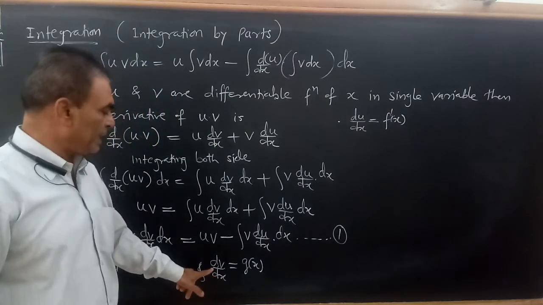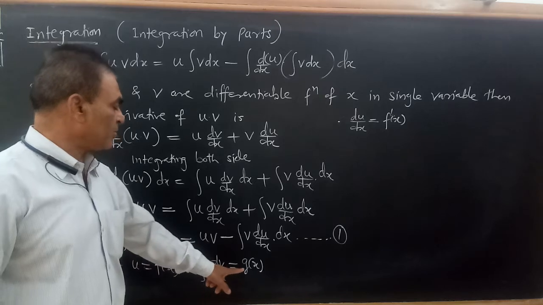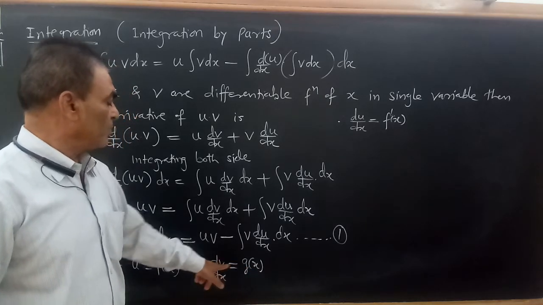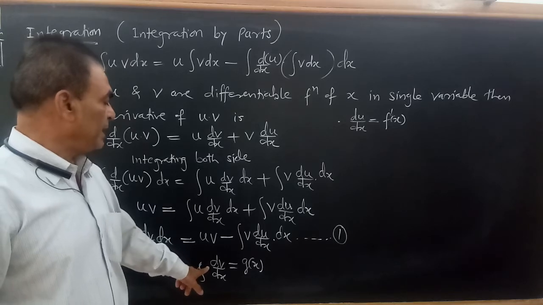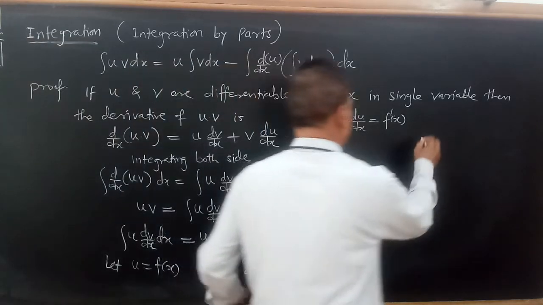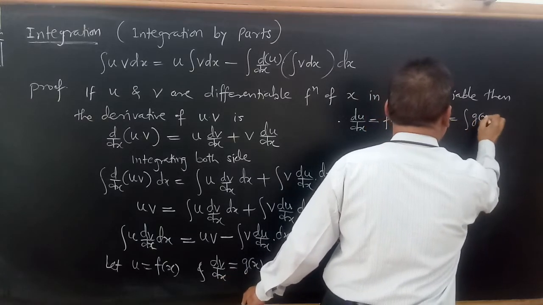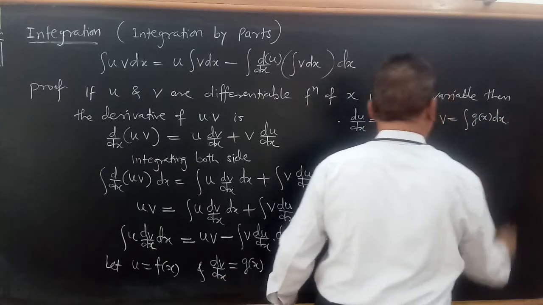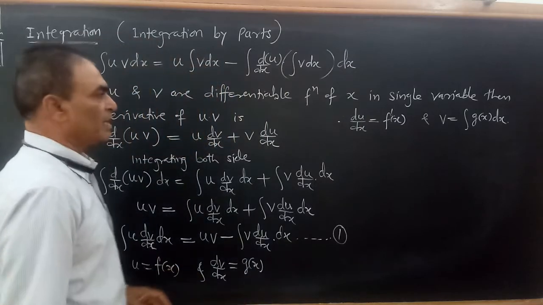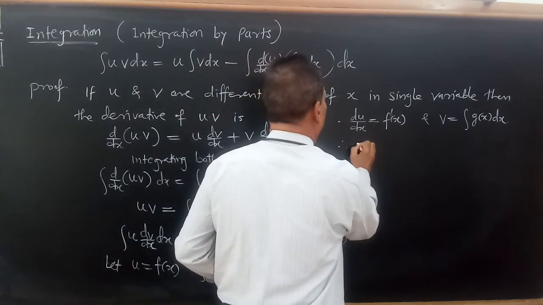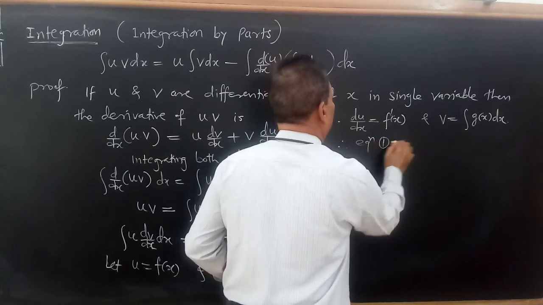And what about the integration of this? Integrating both sides, v is equal to integration of g of x dx. Therefore, put all these values in equation 1.